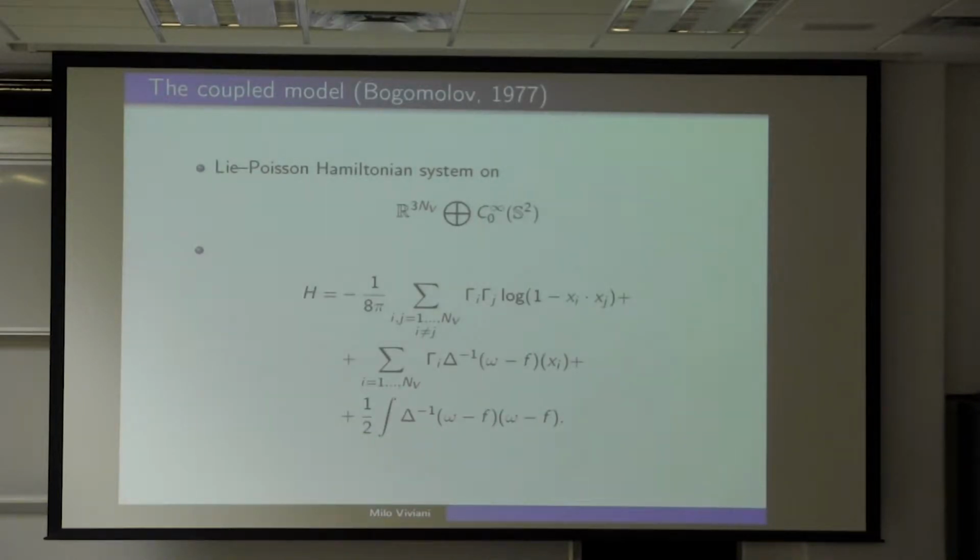So what we have is a Lie-Poisson Hamiltonian system on R^{3N_V} times C-infinity-zero of S^2, where N_V is the number of vortices. The Hamiltonian is this complicated function. Here we see the classical Hamiltonian for the point vortices. Here we see the coupled part of the Hamiltonian. And here we see the smooth vorticity part of the Hamiltonian.